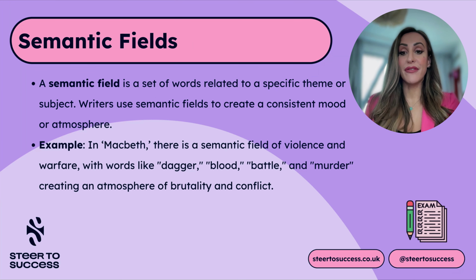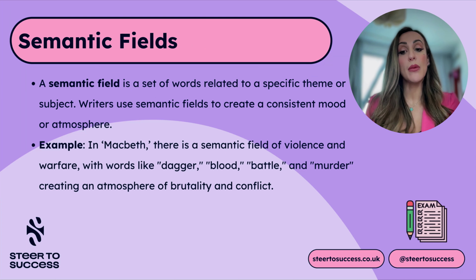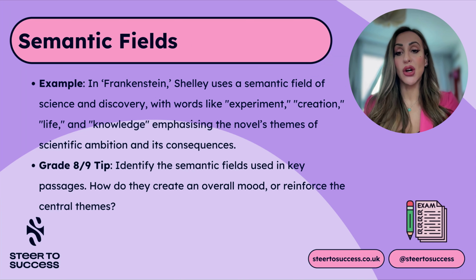And then semantic fields. So a semantic field is a set of words related to a specific theme or subject. Writers use semantic fields to create a consistent mood or atmosphere. So, for example, in Macbeth, there is a semantic field of violence and warfare with words like dagger, blood, battle, and murder, creating an atmosphere of brutality and conflict.